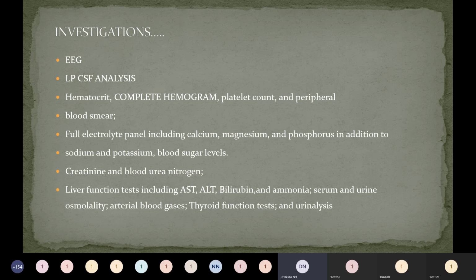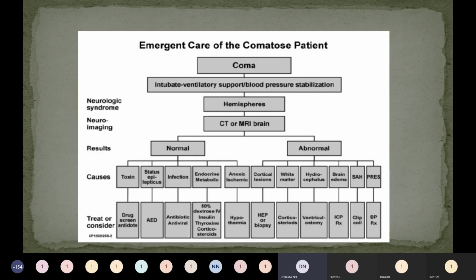Liver function test, mainly if the patient is alcoholic, or on examination if we find there is jaundice or icterus, we have to definitely get the liver function test. Along with that, we have to estimate serum ammonia levels. Then routinely, if there are no clues, we have to go with the extended investigations like serum and urinary osmolality and arterial blood gas analysis. So this is the flow chart, mainly the emergent care of coma patients.